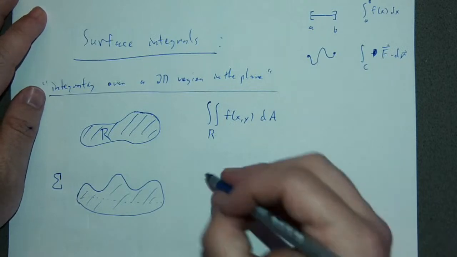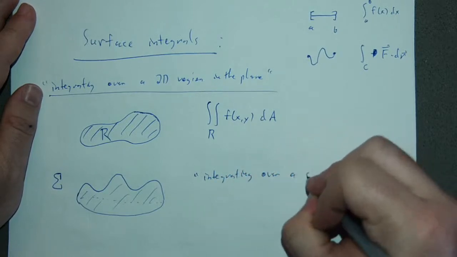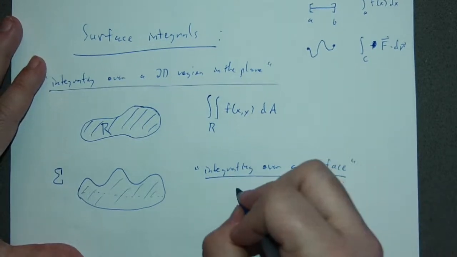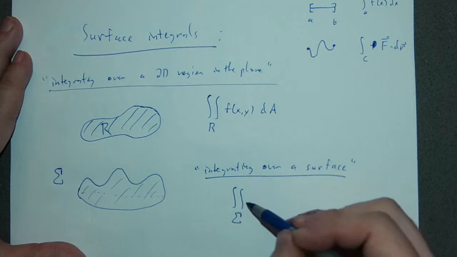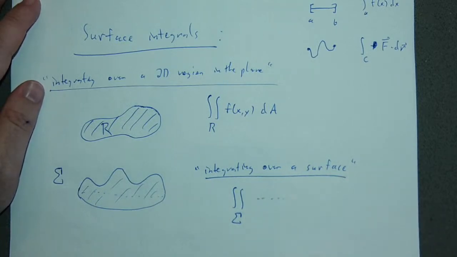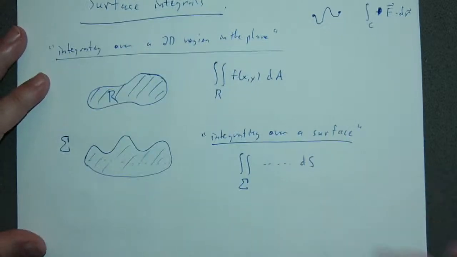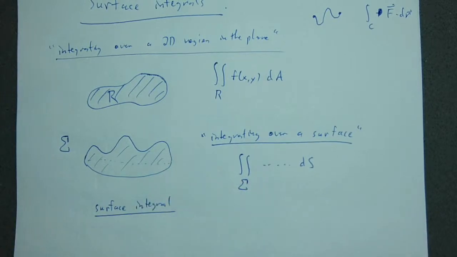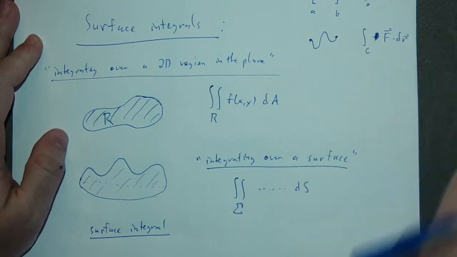I want to talk about the notion of integrating over a surface. So the notion of integrating over a surface is going to be this thing. I'm going to use double integral notation, but I'm going to be integrating over some surface sigma rather than some 2D region in the plane, of something dS. This is the notion of a surface integral. Just like our notion of integrating over a curve was a line integral, integrating over a surface is going to be a surface integral.